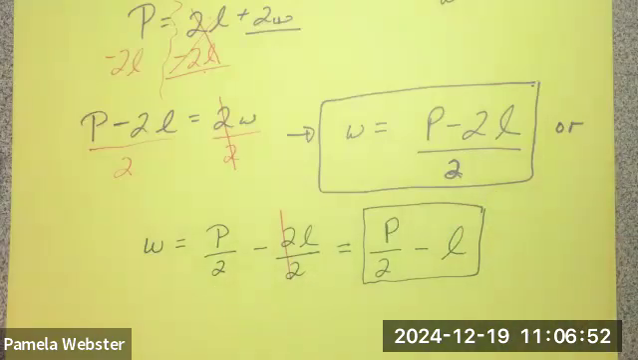So again, this is a formula. It's got 3 different variables in it, and we can certainly do this. Be careful with it.